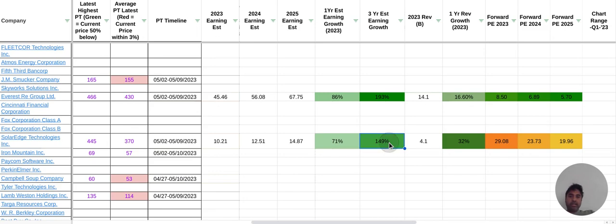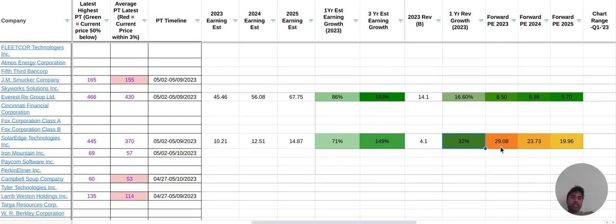Three-year earnings growth is 149%. Revenue growth in one year is 32%. Great. And it's a clean energy story, with a huge presence in Europe, Germany, the rest of the world, and the US. So it's a very well diversified company across geographical locations. Current PE is very high, about 90. But look at the next three years' PE.